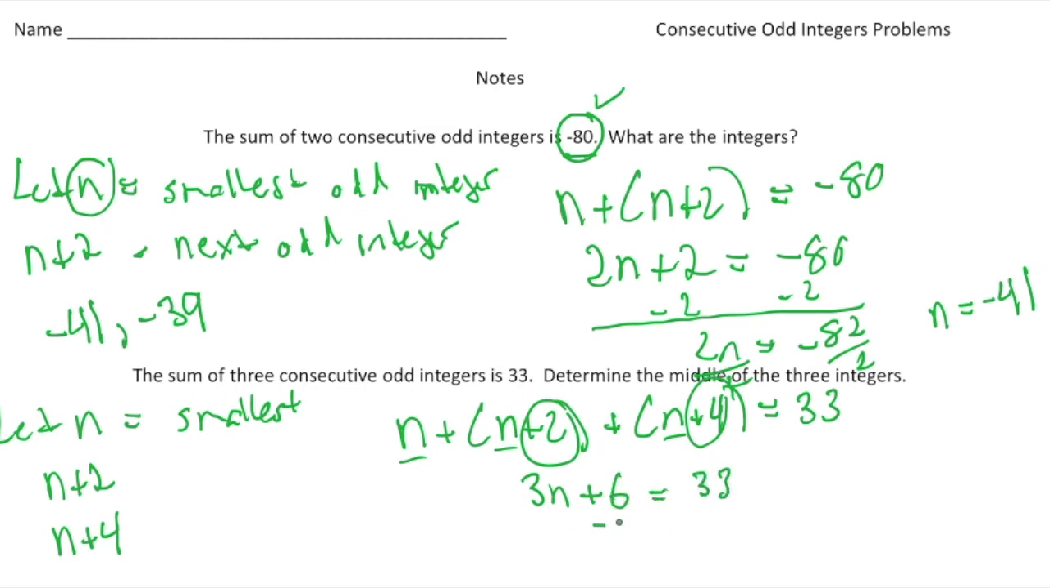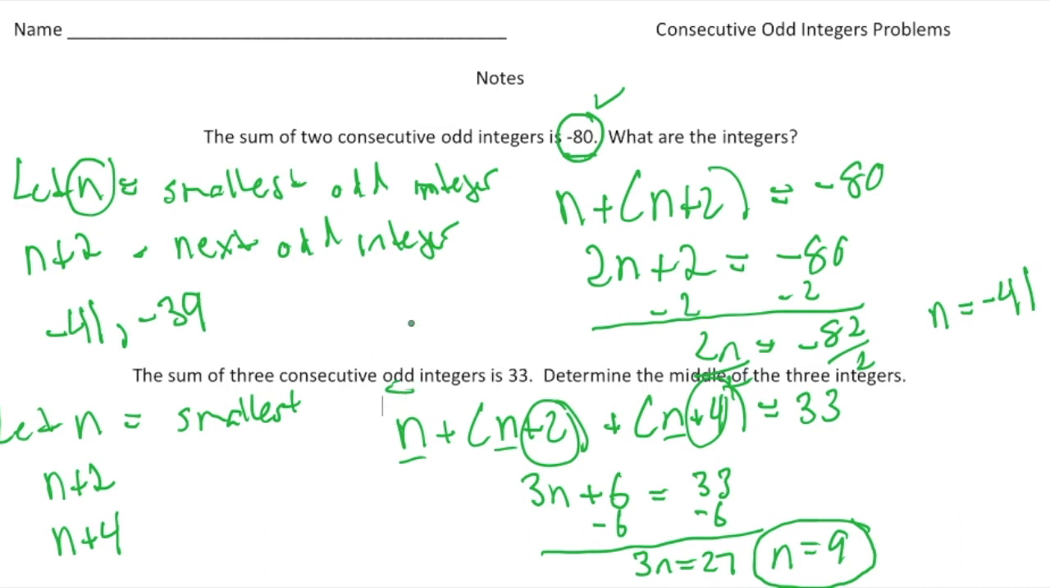And then take away 6 from both sides. So we're subtracting the constant, right? So 3n equals 27. If I divide both sides by 3, we'll get n equals 9. All right? And the fact that that's an odd is a good thing, right? Because we're trying to figure out the sum of 3 consecutive odd integers.